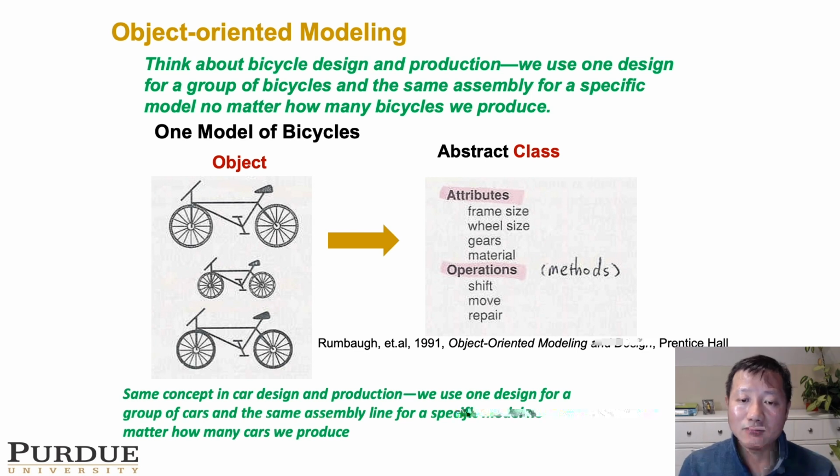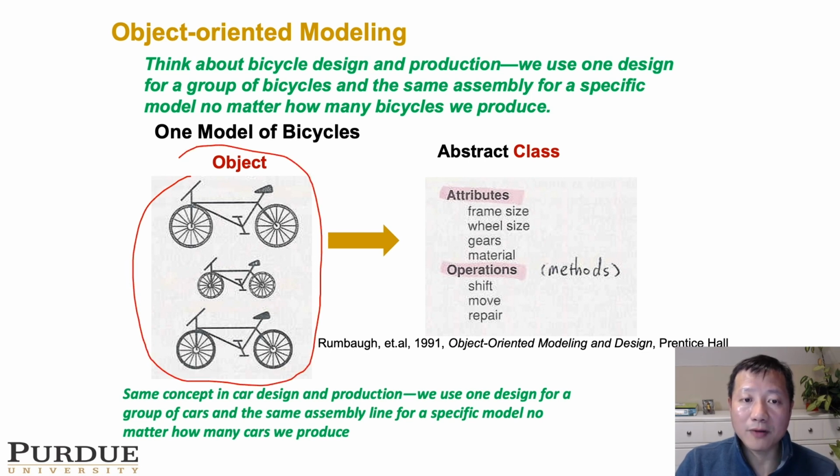So this leads to the concept right here. We have many bicycles, right? But if you look at many bicycles, I mean, they can all be described by the same set of attributes. What is the frame size? What is the wheel size? What are the gears? What is the material, right? And you can use different frame sizes, different wheel sizes, different gears, different materials. But they are all part of this class called bicycle. And every individual bicycle becomes a bicycle object.